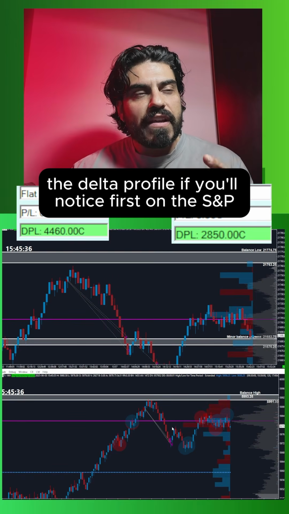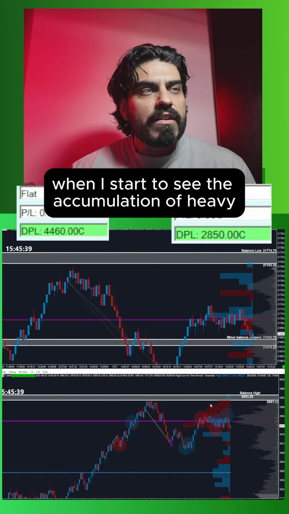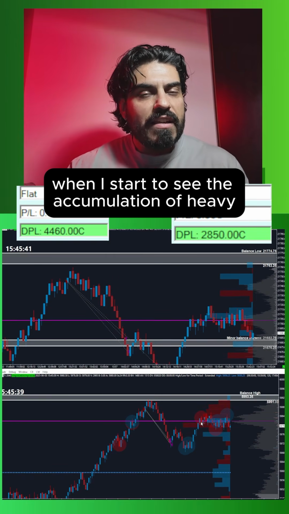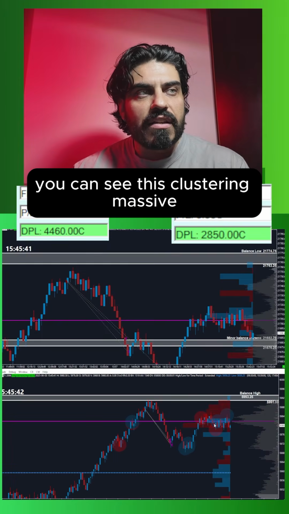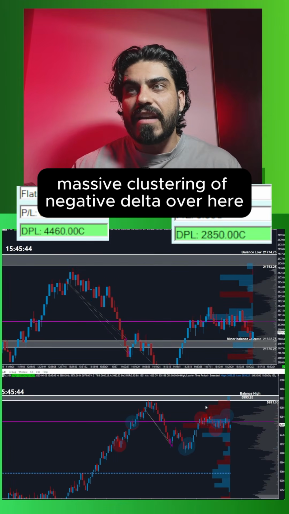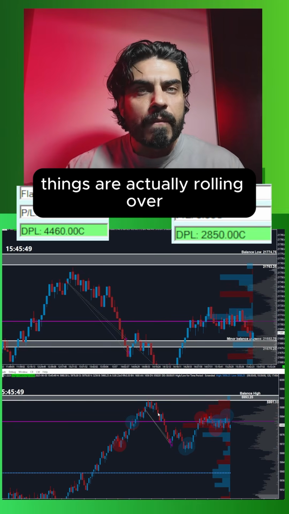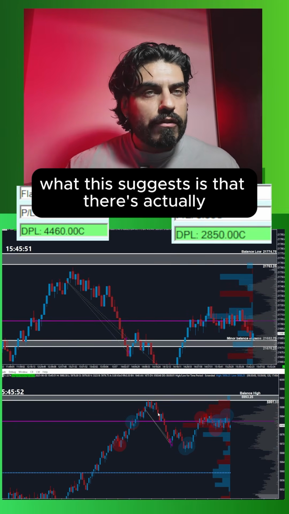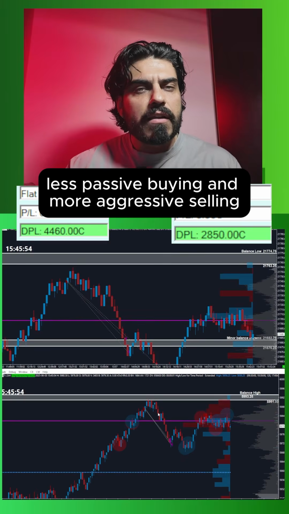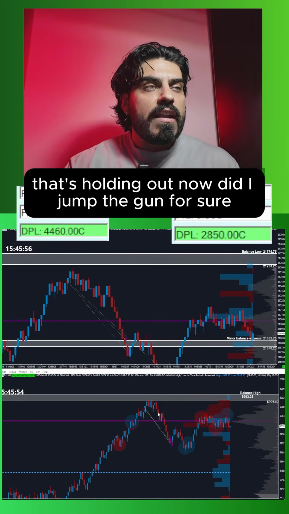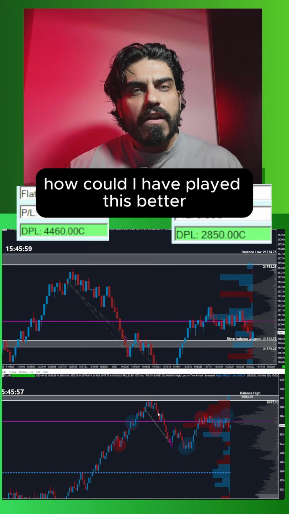If you'll notice first on the S&P, the bottom chart, when I start to see the accumulation of heavy negative delta like this, you can see this massive clustering of negative delta over here, I can anticipate that things are actually rolling over. What this suggests is that there's less passive buying and more aggressive selling that's holding out. Now, did I jump the gun? For sure. How could I have played this better?